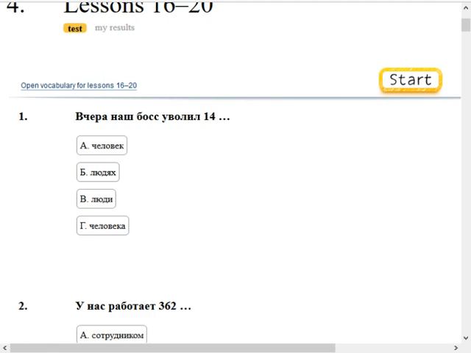But because this is basically all numbers from 5 to 20, which includes obviously all the teens, all the numbers 11 through 19, all of those numbers use the genitive plural.